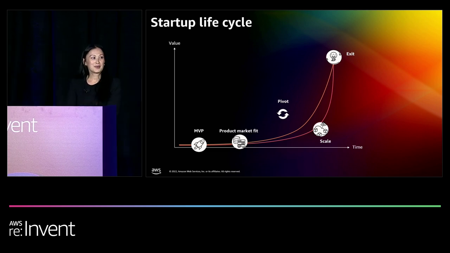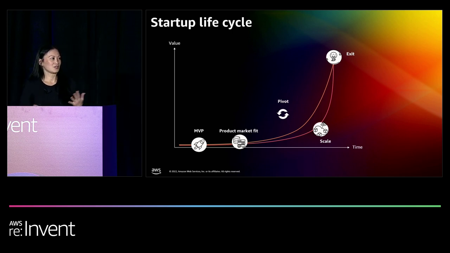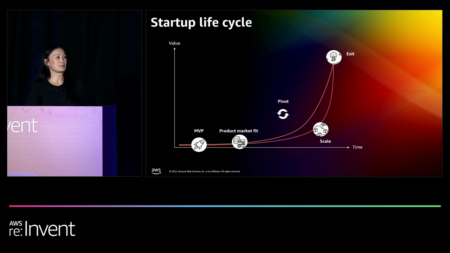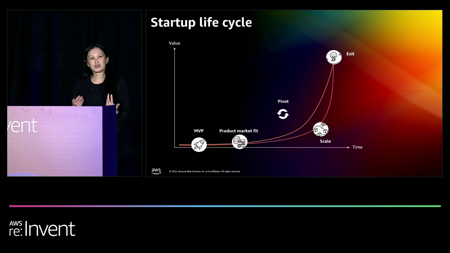So as some of you know, when it comes to the startup lifecycle, there's about four or five stages that a startup goes through. First you start with an idea, or you've identified an opportunity in the marketplace for you to solve a problem that could change the way people live or how things work. And when you have this idea, you want to make it more concrete by building your minimum viable product.